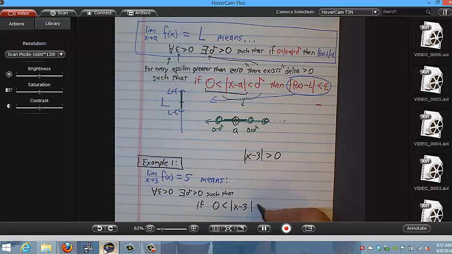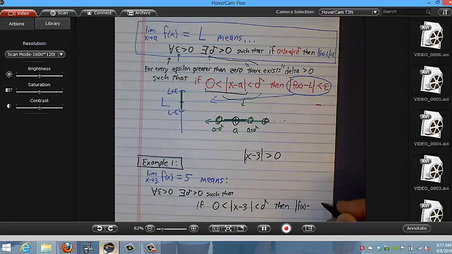X minus 3 is less than delta, then see if you could fill in the rest. Don't write L. What am I going to write? F of x minus what? 5, less than epsilon. F of x minus 5 is less than epsilon.